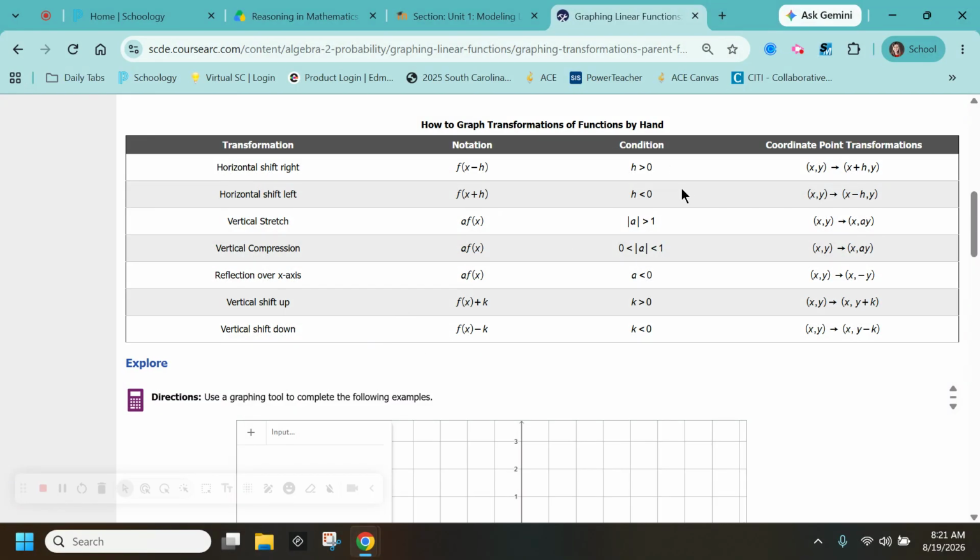Again, here are all of your shifts. So a horizontal shift to the right looks like x minus h. Horizontal shift to the left looks like x plus h. Vertical stretch, a is greater than 1. Vertical compression, a is less than 1 but greater than 0. Reflection over the x-axis is when that a value is negative. Vertical shift up is when there's a constant added to the end of our function. And then vertical shift down, constant subtracted from the end of our function.